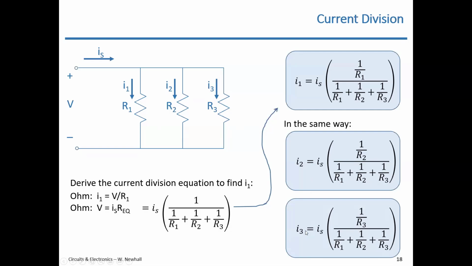In the same way, I3 through resistor R3 is the current into the parallel set times this ratio: on top, 1 over the resistance through which you're trying to find the current, and in the denominator, the sum of the reciprocals of those parallel resistances. Voltage division and current division show up a lot in practical circuits, so it's worth knowing these relationships. I'm sure you're going to find ways to use voltage division and current division as we go forward in this class, even though it's not a specific voltage or current division problem.